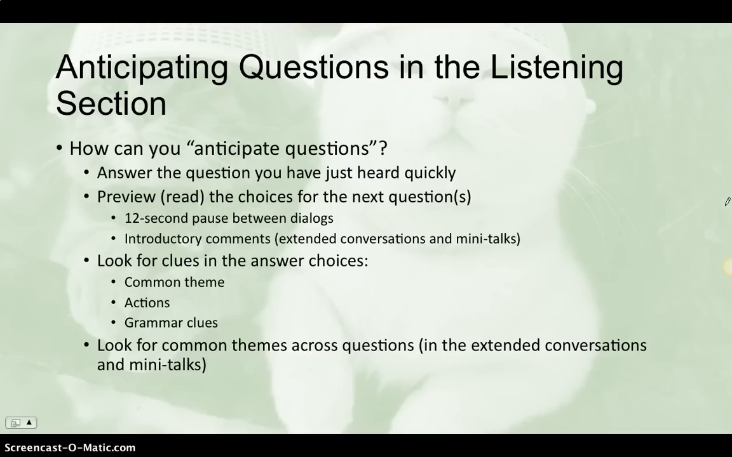When you read over those choices, you should look for common themes or types of actions perhaps, or grammatical clues in the questions which help you make an educated guess about what the question will be about or the topic of the discussion. Looking for common themes across the questions is also another strategy in the extended conversations and mini talks, which have several questions related to one listening track.